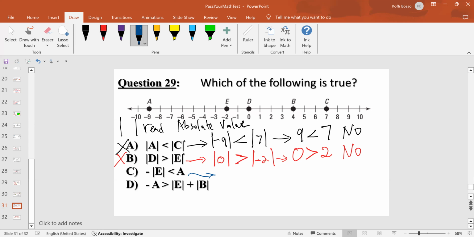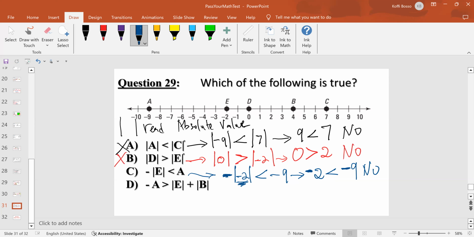Okay, C. C, they say negative absolute value of E. E here is how much? Negative 2. And they say this is less than A. A is how much? Negative 9. Okay, let's see. The absolute value of negative 2 gives you positive 2, but the negative sign outside stays. So the answer becomes again negative 2. I repeat, the absolute value of negative 2 gives you positive 2, but this negative outside stays negative. So you have a negative 2, and they say this is smaller than negative 9. No, no. Negative 2 is not smaller than negative 9.